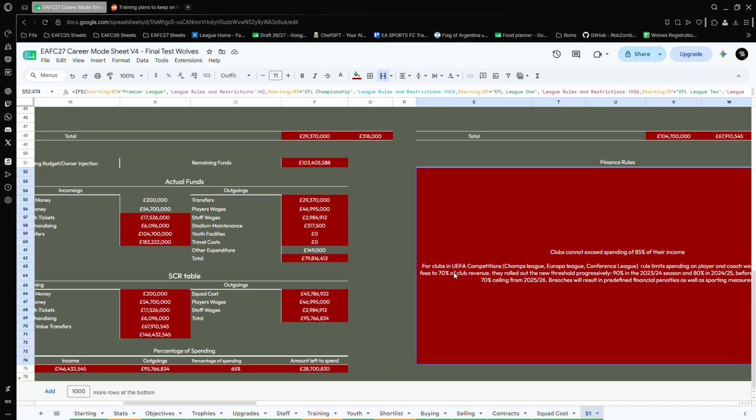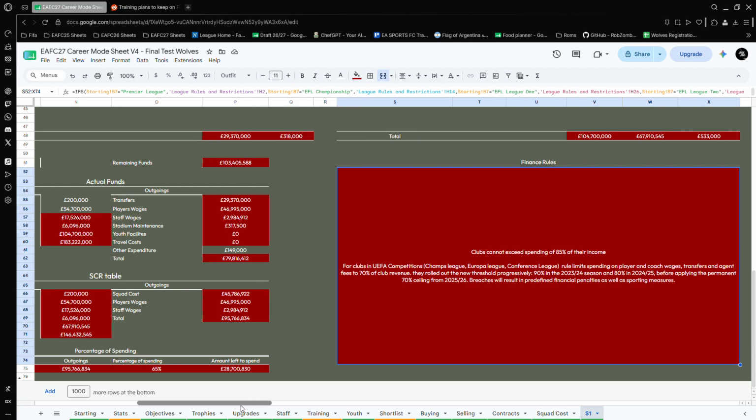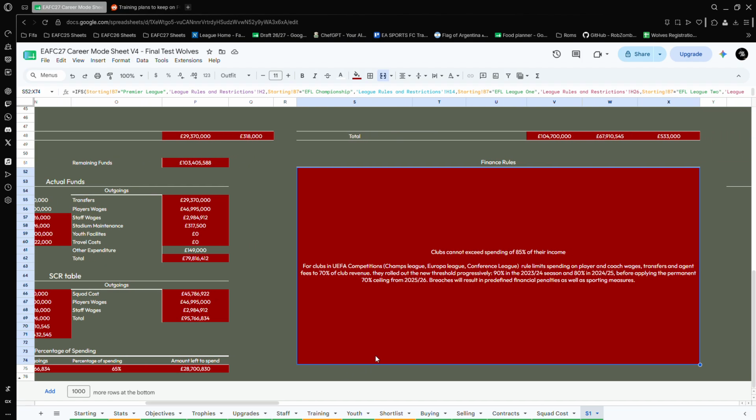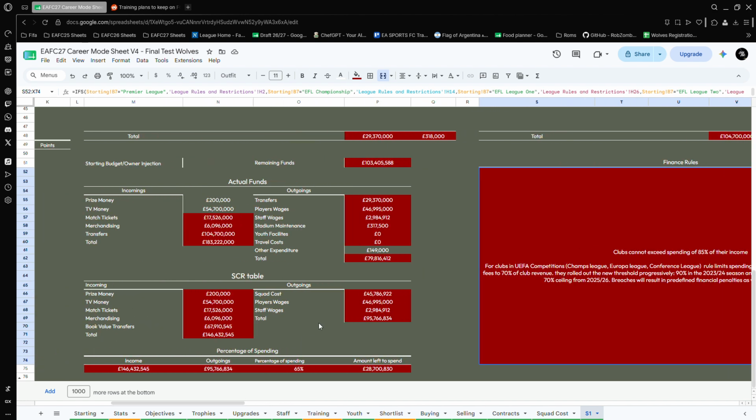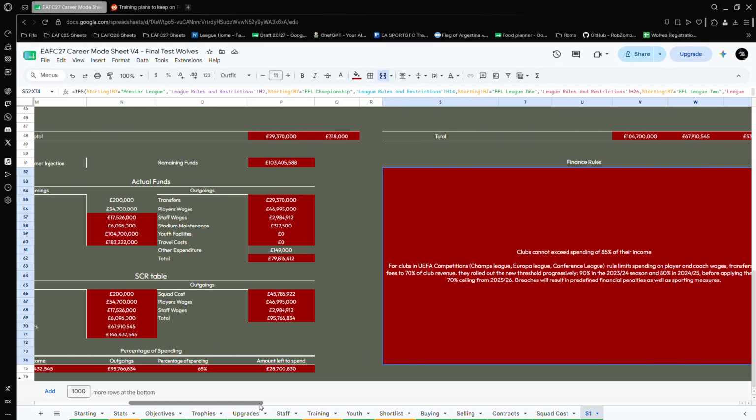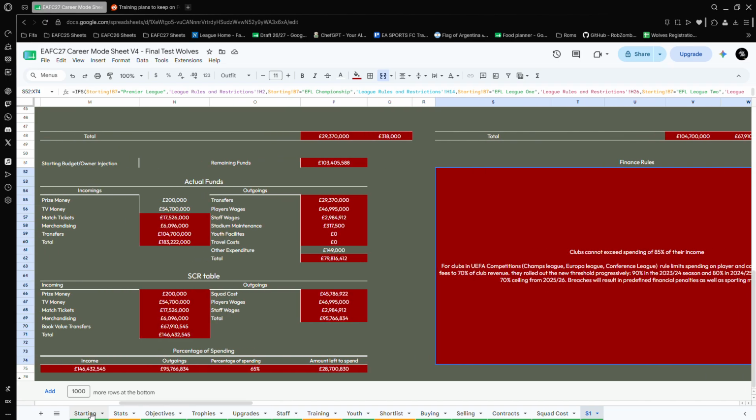Now, the other ruling based on UEFA's is lower than the 85. So if you're playing in a UEFA competition, which would be Champions League, Europa League, Conference League, they've reduced theirs now, and it was over the past 3 years. It's now reduced to 70%. So if I was playing as, let's say, Aston Villa, they're in the Premier League, but they're also in the Champions League. So if they're spending, let's say, 81%, in the Premier League they would be fine, I believe. Actually, let's have a look at the ruling on that.